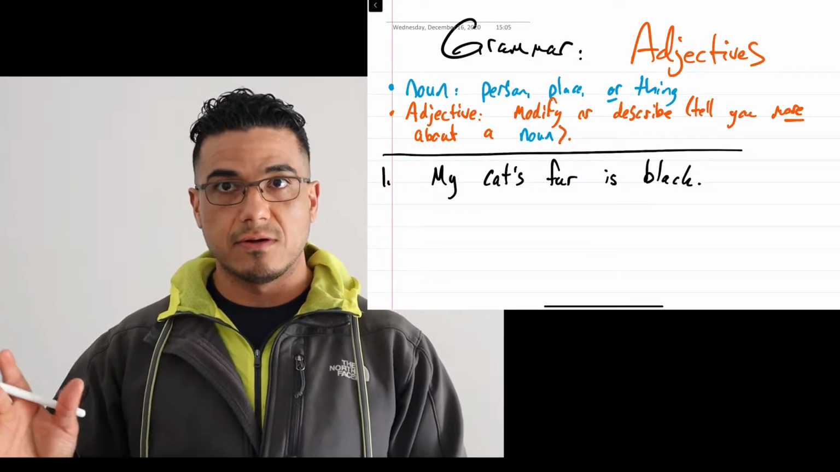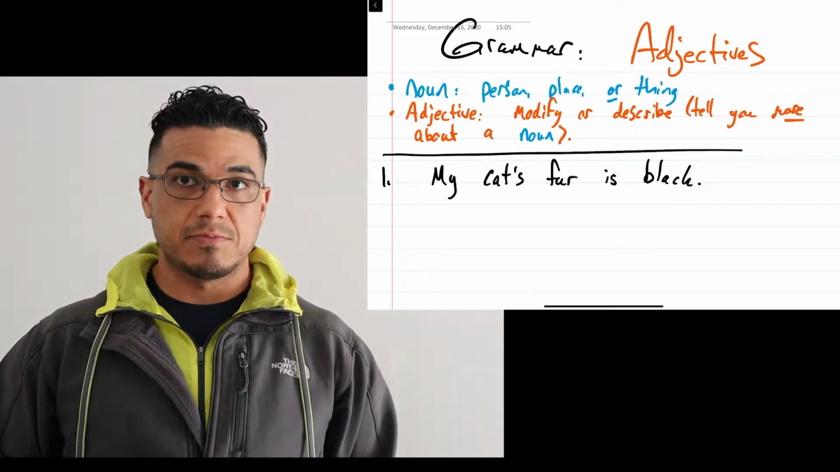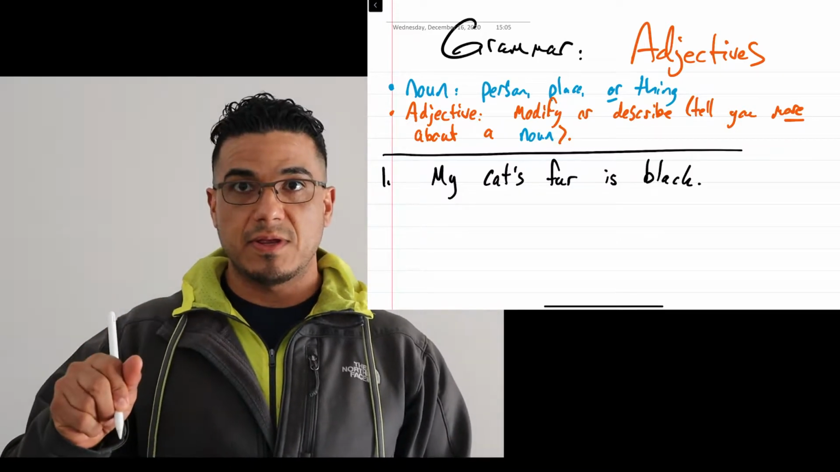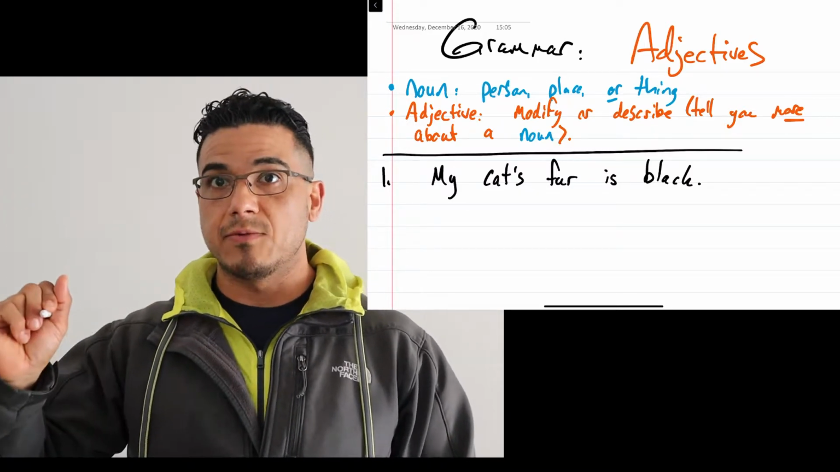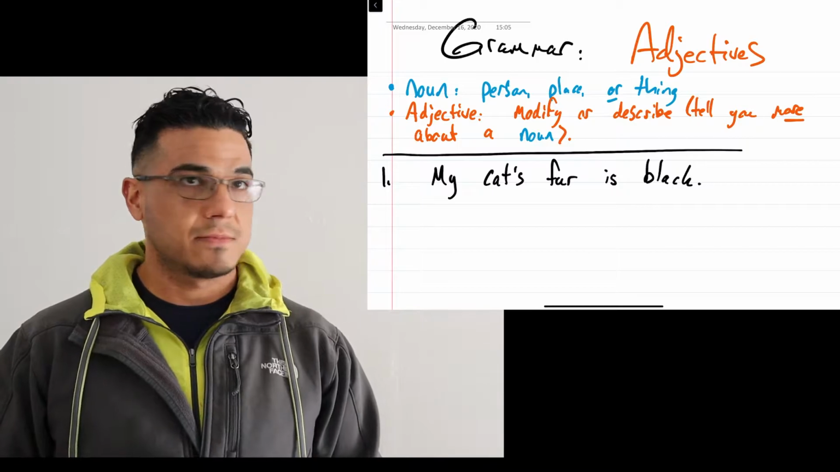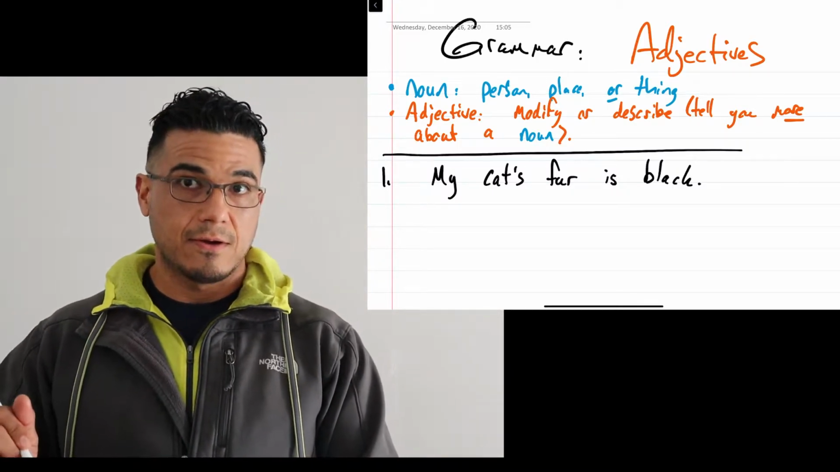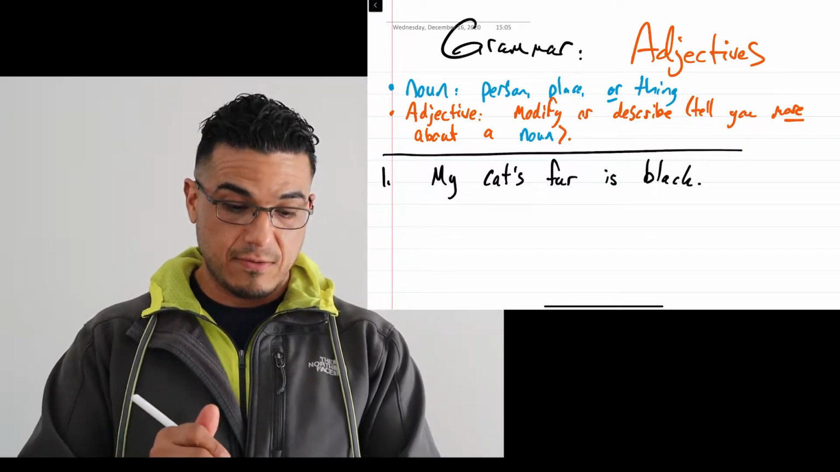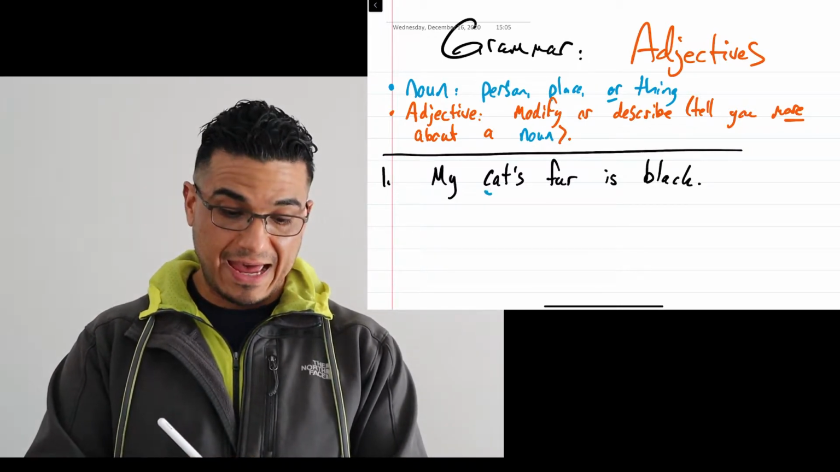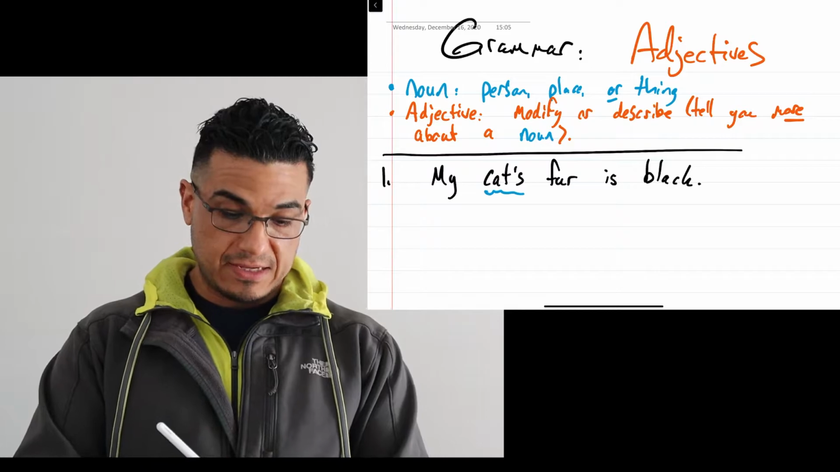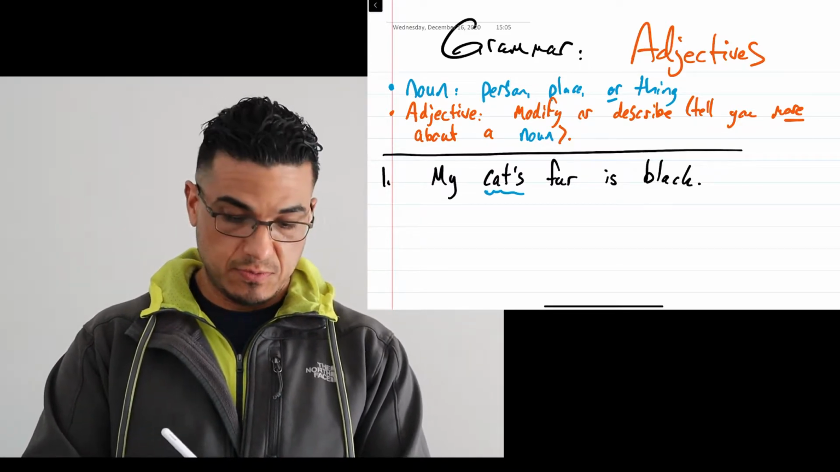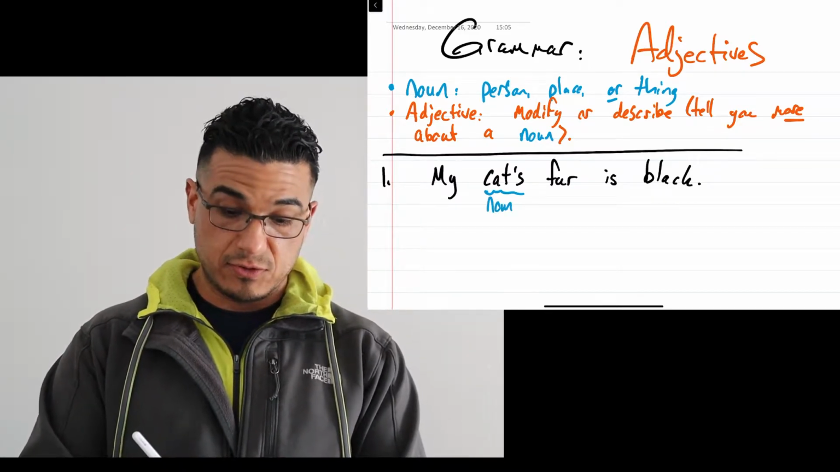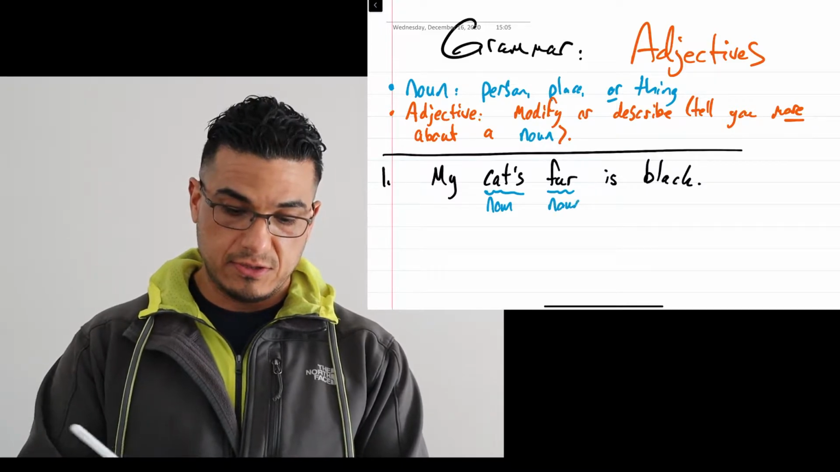Take a moment to read it over. My cat's fur is black. And in a moment, we're going to label the nouns. Give you a second. All right, I think you've had enough time. So hopefully you were able to notice that we have a cat, as a thing. It's an animal. So this would be a noun. And of course we have fur, which is also a noun.